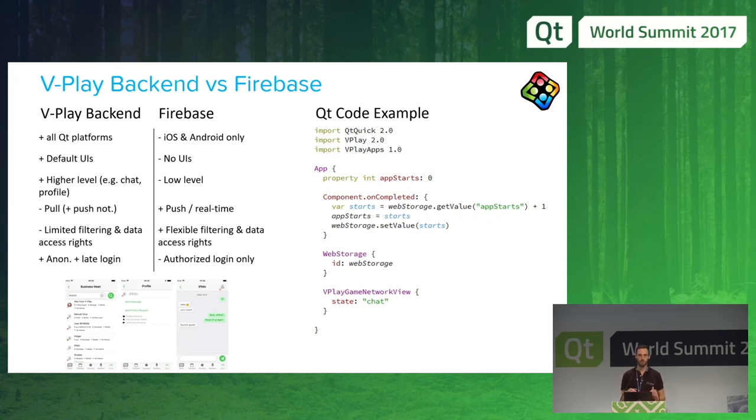So we could reuse the chat system that's in place, which is working with push notifications. If you receive a message, you get a push notification automatically. We could reuse the profile system where you can change your profile picture and upload this to the server, for example. And a lot of more things. And you can really use these components out of the box, customize them, and it allows you to get to market a lot faster.